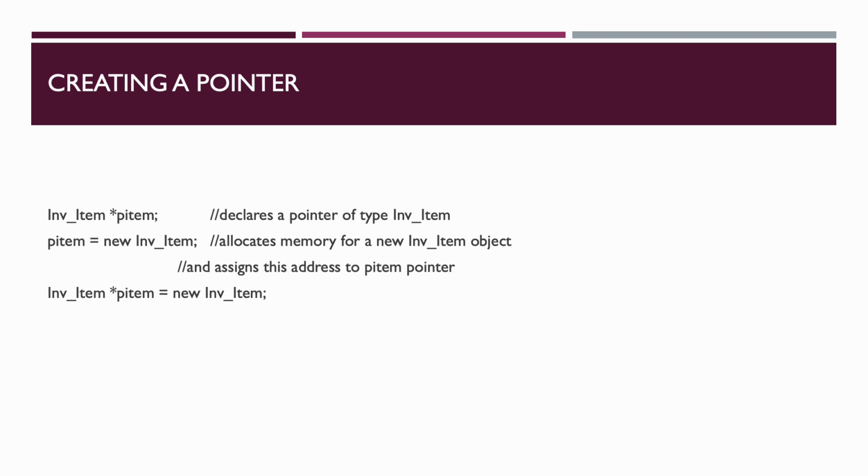Finally, we can combine these two steps in one line of code: inv_item *p_item = new inv_item. This line both declares the pointer and assigns it the address of a newly allocated inv_item object. This method is more concise and is typically the preferred way to both declare and initialize a pointer.